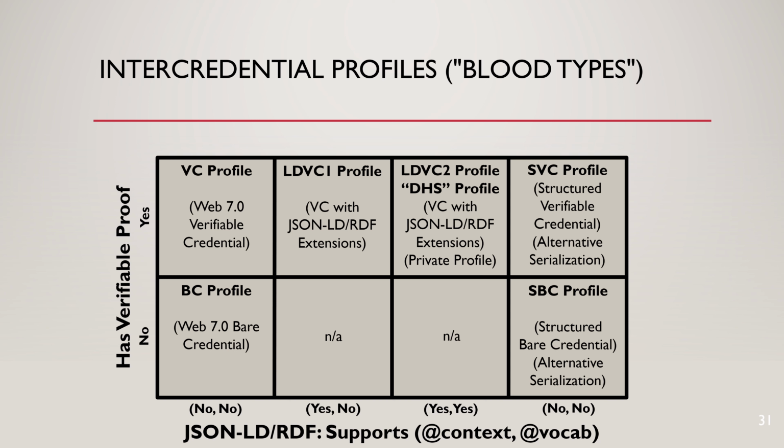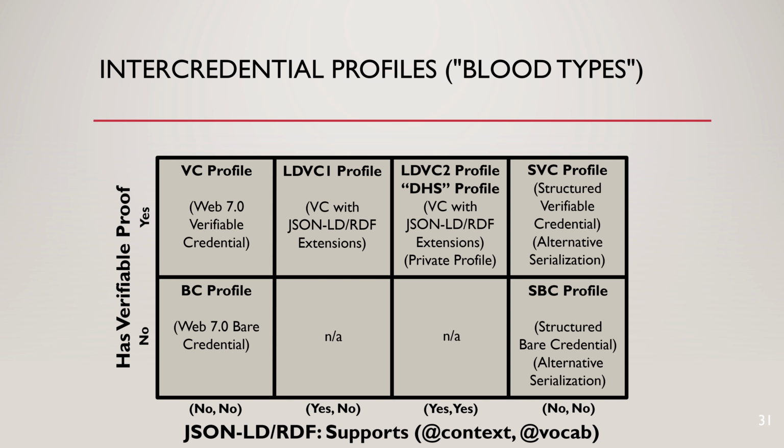To the right of that is the LDVC2 profile, which I call the DHS profile. It's the verifiable credential profile with both JSON-LD RDF extensions. That is, it has both at context and at vocab. On the right-hand side is an example of extensions to the InterCredential model where we're using alternative serialization formats.